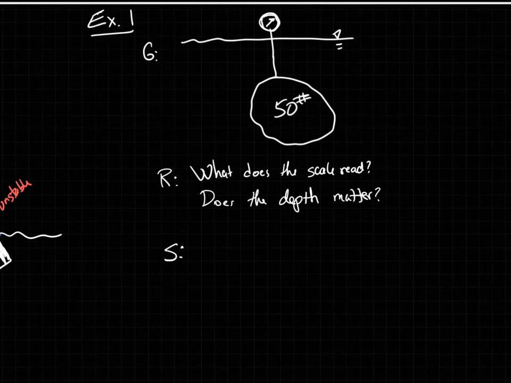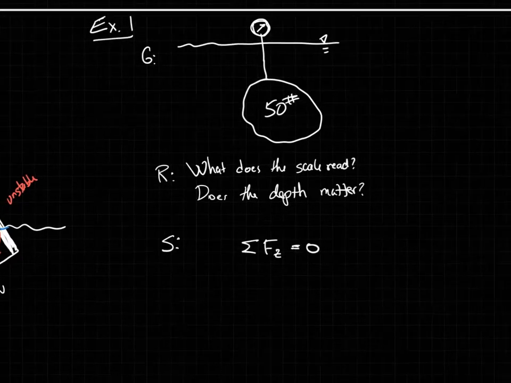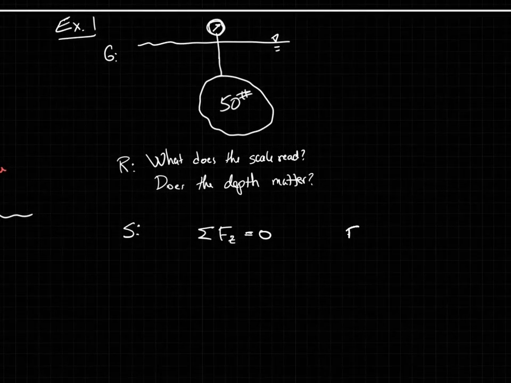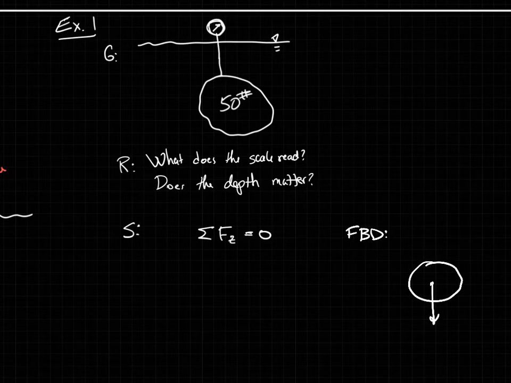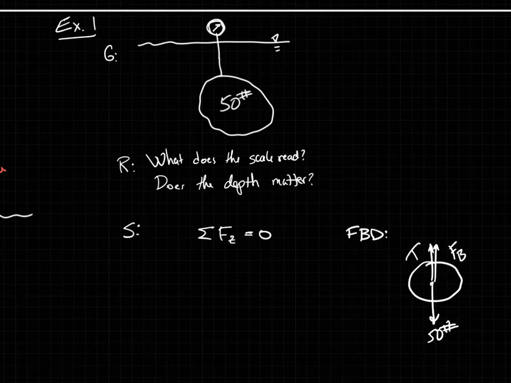Solution. This is the sum of forces in the z direction equals 0. I think we can all agree with that. Since there's a sum of forces, there needs to be a free body diagram. Luckily, this is an easy one. The 50 pounds is the weight, going down. We've got the force of buoyancy going up, and we've got the tension going up. So the tension plus the force of buoyancy minus 50 pounds equals 0.